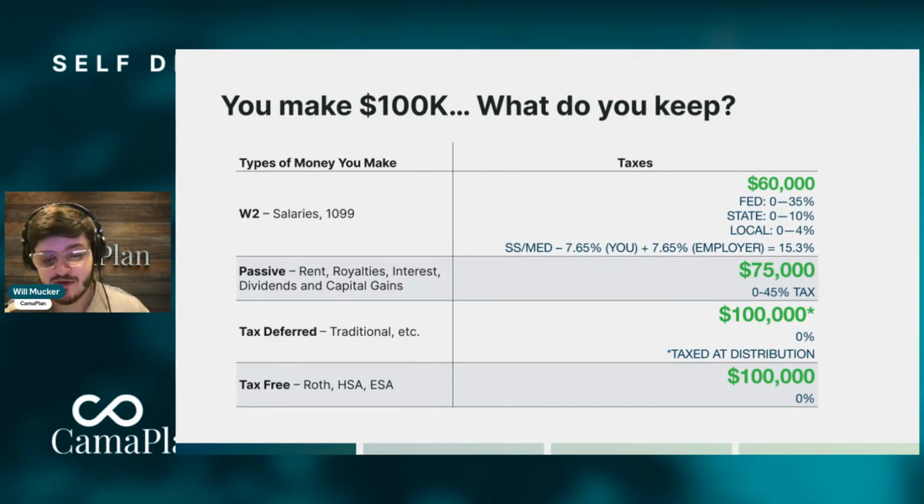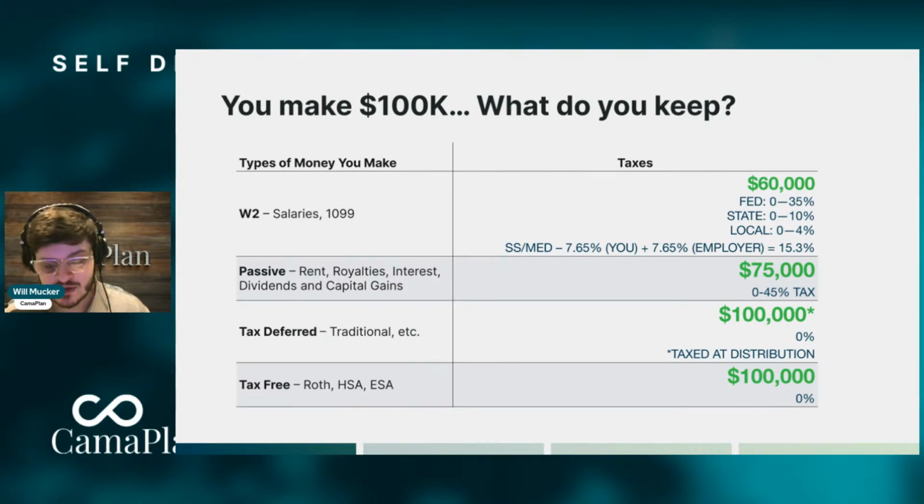Right below that, you have your passive income, where you earn rent, interest, and dividend payments, things like that. You're not paying that Social Security, Medicare taxes. You don't have an employer to pay those taxes because these are your personal ventures. So rather than paying 40%, you're paying 25% in this example, and that $100,000 only turns to $75,000 that you get to keep, where $25,000 is going to Uncle Sam to help him keep the lights on. Then right below that, where we're going to be talking through the duration of this presentation, are the tax deferred and the tax free accounts.